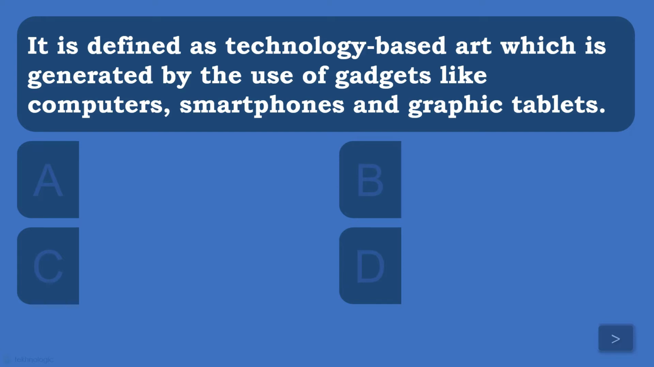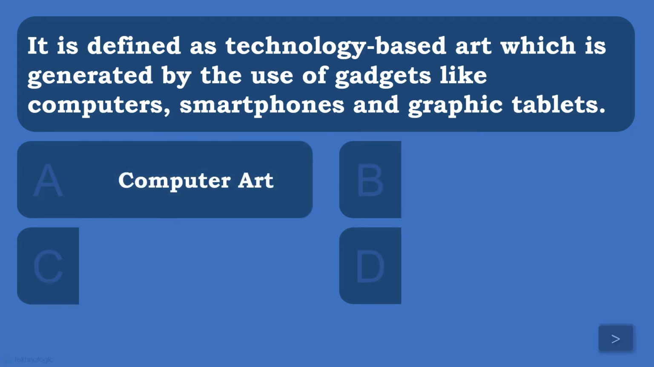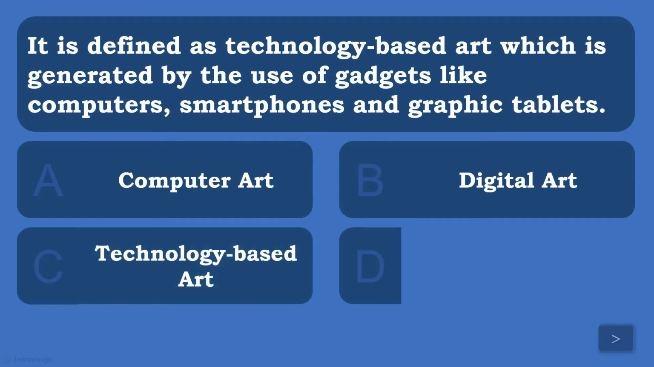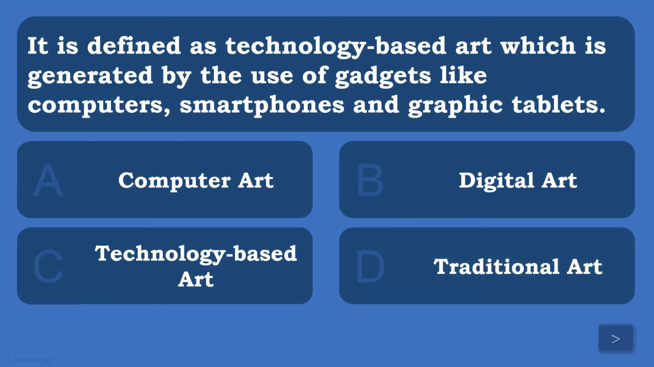Number 2. It is defined as technology-based art which is generated by the use of gadgets like computers, smartphones, and graphic tablets. A. Computer art, B. Digital art, C. Technology-based art, and D. Traditional art. What is your answer? Correct. That is digital art.